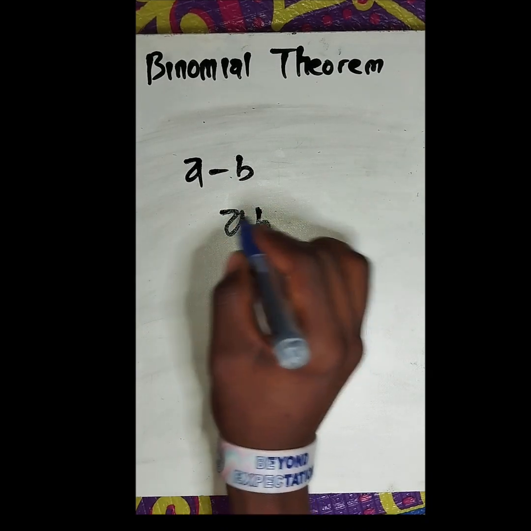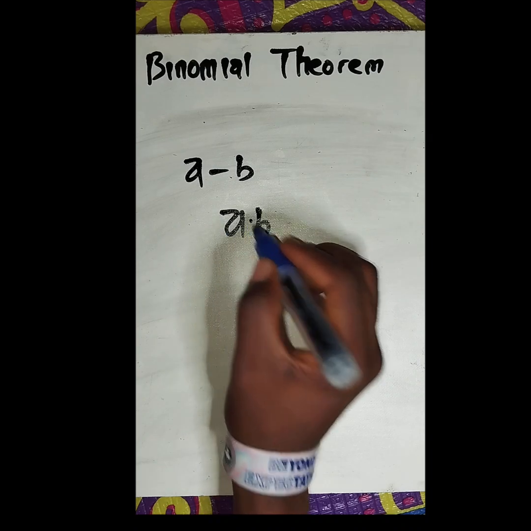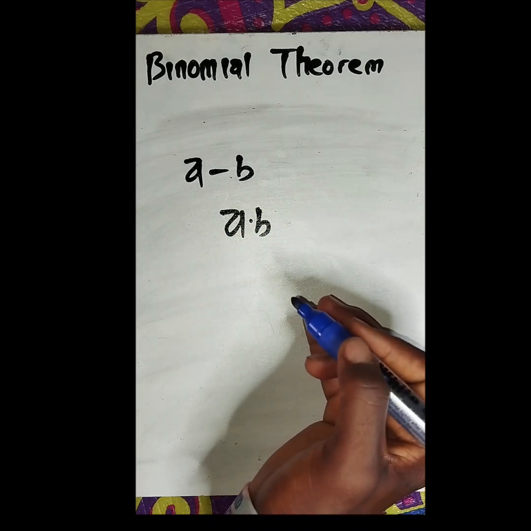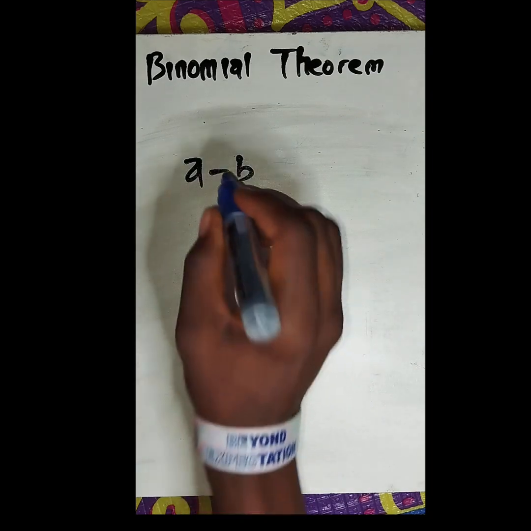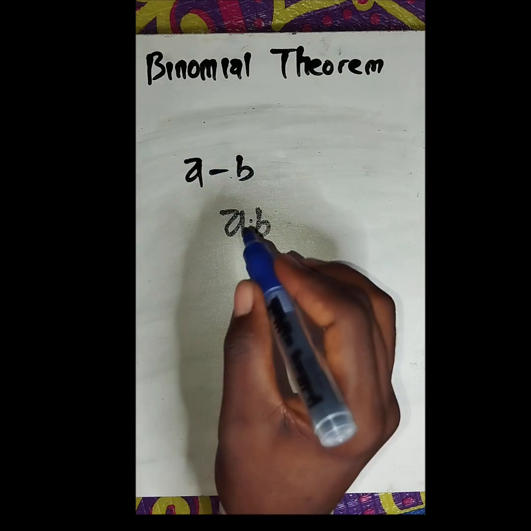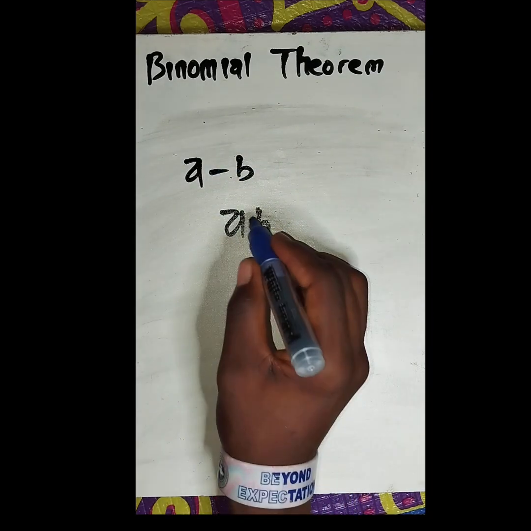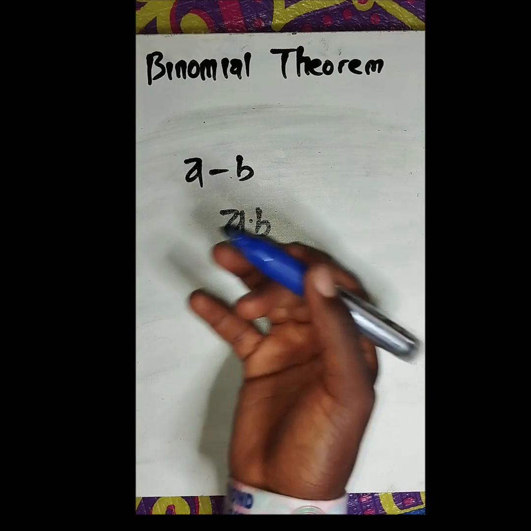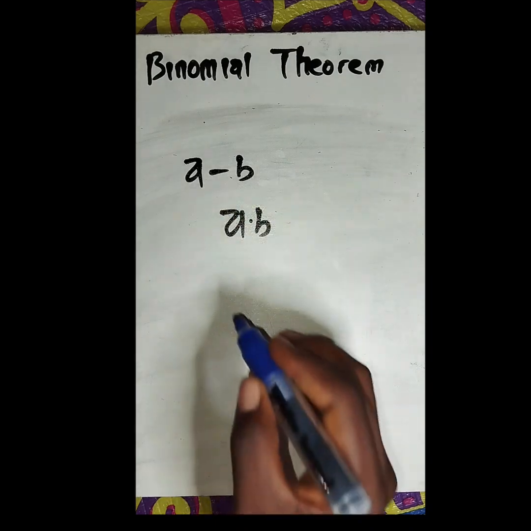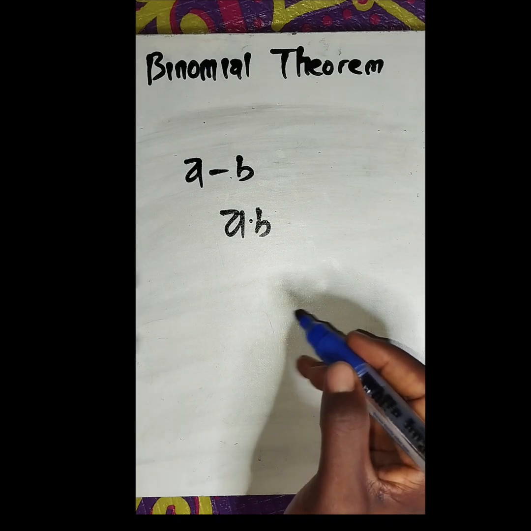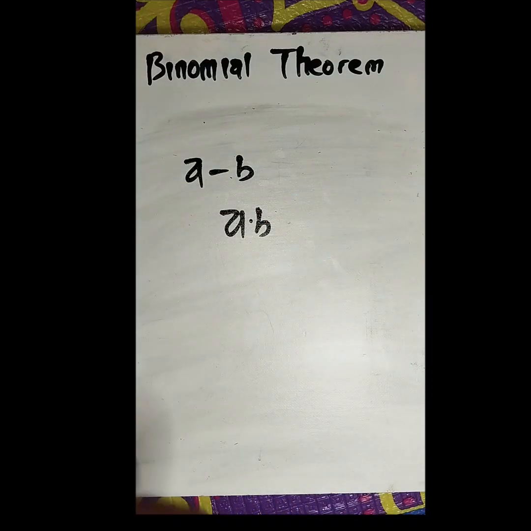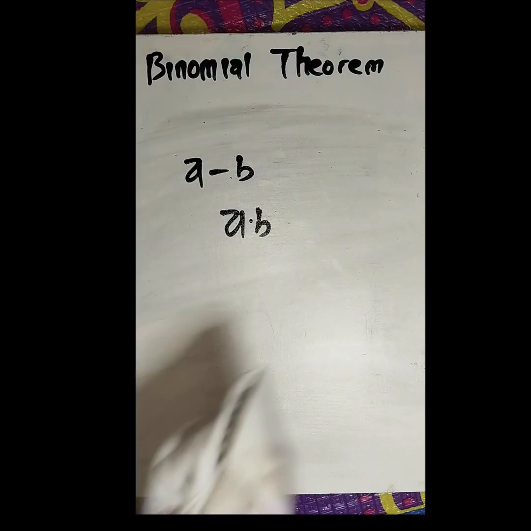What is binding a and b together? It is times. That is binding a and b together. Like I said, it is only plus and minus that can separate terms. When you have times in between like this, we call this a single term, just one term. So I want to believe that's clear. Okay, now let's come to our binomial.